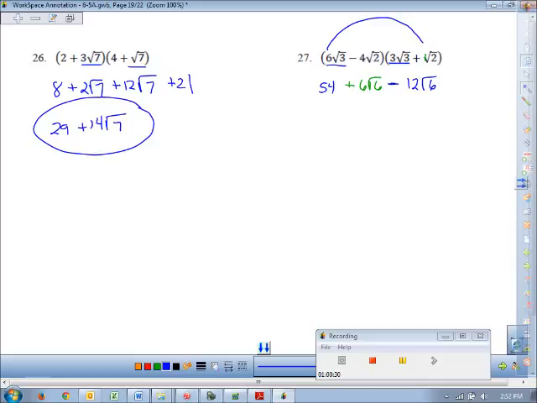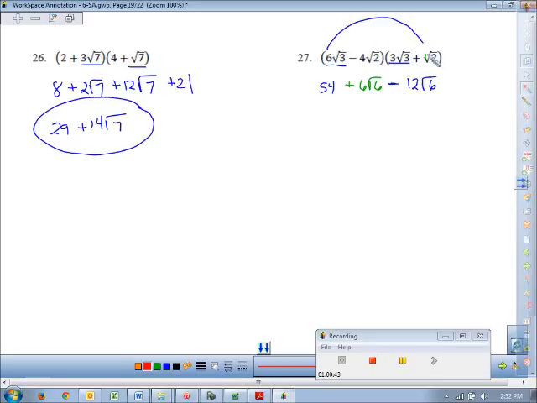12 square roots of 6. Last terms times each other. See if you can get that without my assistance. Last terms times each other. And I would be willing to bet that there's a radical in your answer. But is it positive or negative?